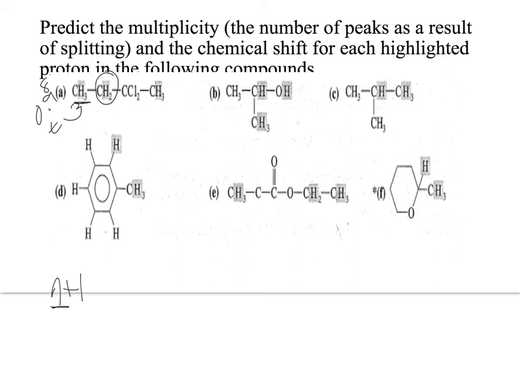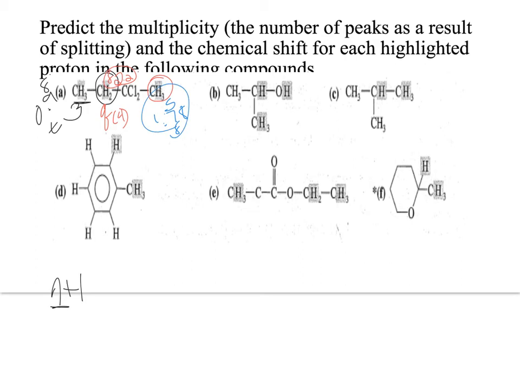This one here has 2 neighboring carbons. One doesn't have a hydrogen, the other one has 3. So that would be a quartet, which is 4. So n plus 1 is 4, and maybe go with a 2.2 chemical shift. The reason why is it's next to a carbon with chlorines. And then this one doesn't have a neighbor. Okay, there's no neighbor there. So it would be a singlet. And you could say about 1.78 chemical shift.